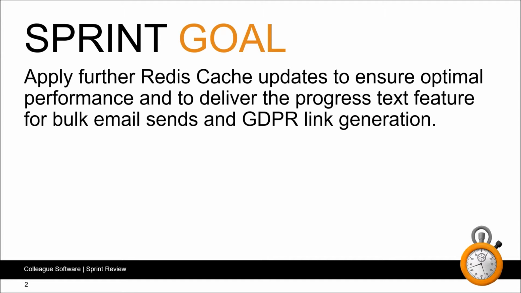So to begin with the sprint goal, for this sprint our primary goal has been to apply further Redis cache updates to ensure optimal performance and to deliver the progress text feature for bulk email sends and GDPR link generation.